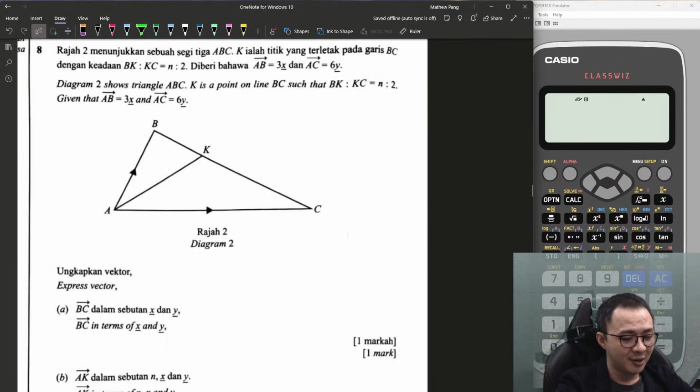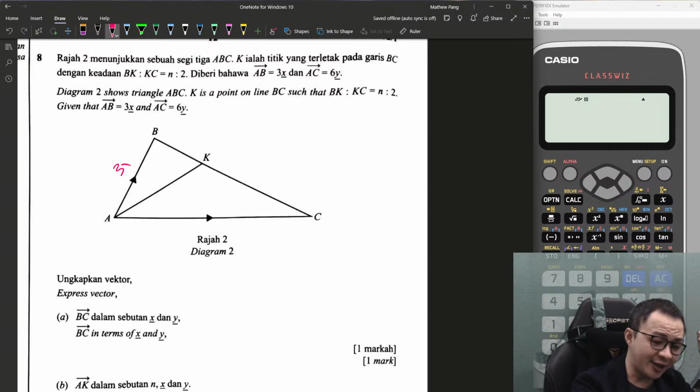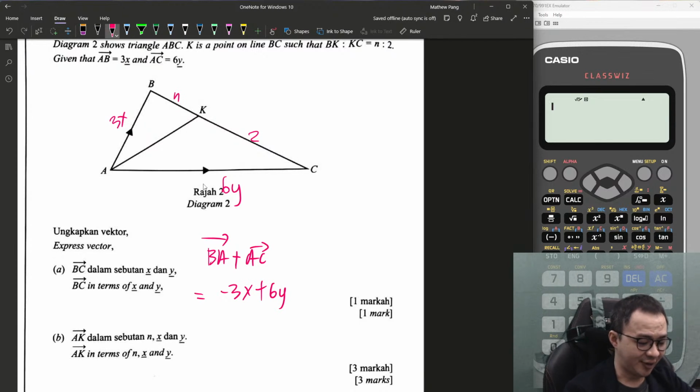Okay. Vector. We know basically AB is 3x, AC is 6y, BK is n, this is KC is 2. Find BC in X and Y. So BC is basically BA plus AC, right? So it's basically negative 3x plus 6y. Okay, 1 mark is a bonus mark. Just scare some student get 0. So it gives some simple question.